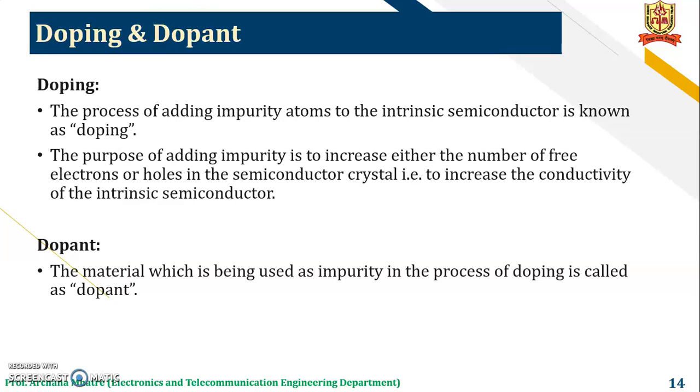Now next terms are doping and dopant. The process of adding impurity atoms to the intrinsic semiconductor is known as doping. The purpose of adding impurity is to increase either the number of electrons or holes in the semiconductor crystal, that is, to increase the conductivity of the intrinsic semiconductor. Next term is dopant. The material which is used as impurity in the process of doping is called a dopant.